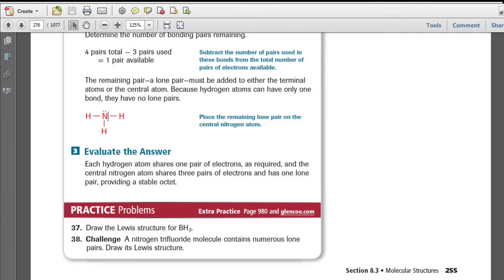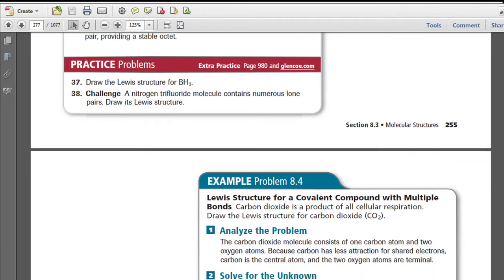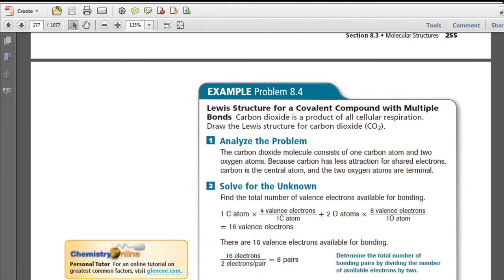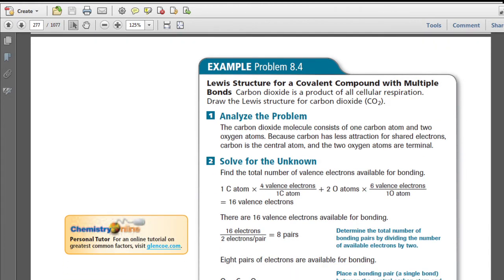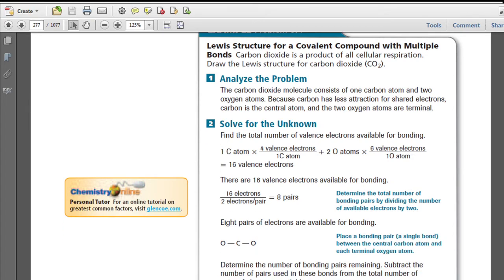All right, so sometimes you get covalent compounds with multiple covalent bonds, doubles or triples. Carbon dioxide is an example of that. Carbon dioxide is a product of cellular respiration. So let's draw the structure for carbon dioxide.